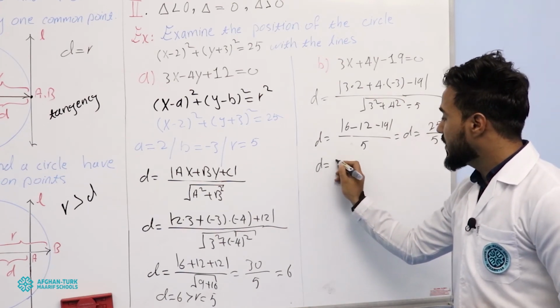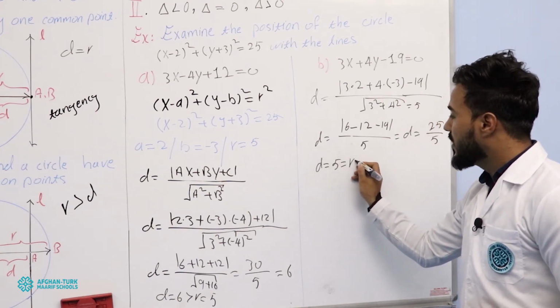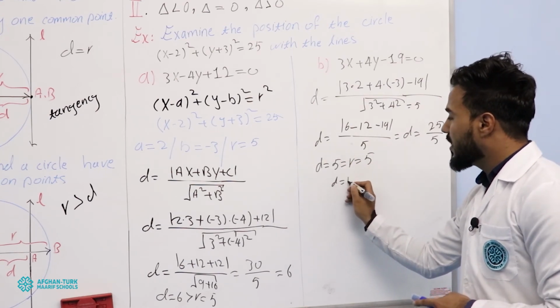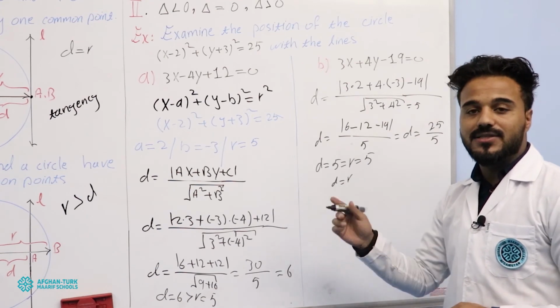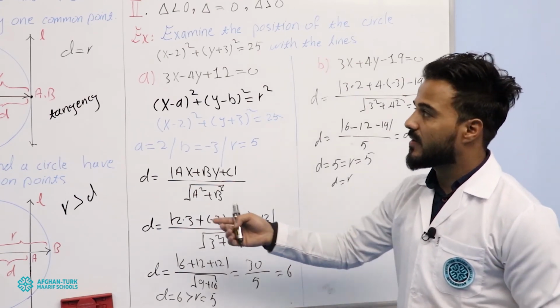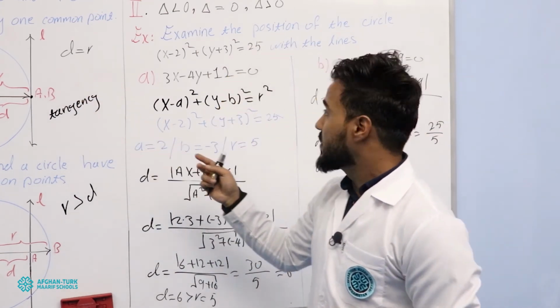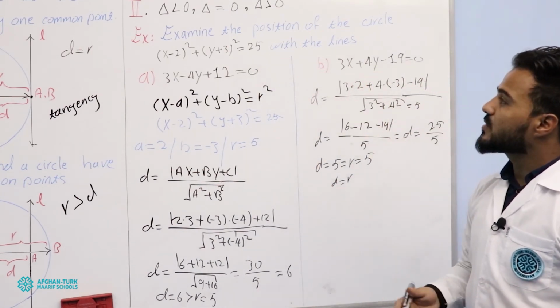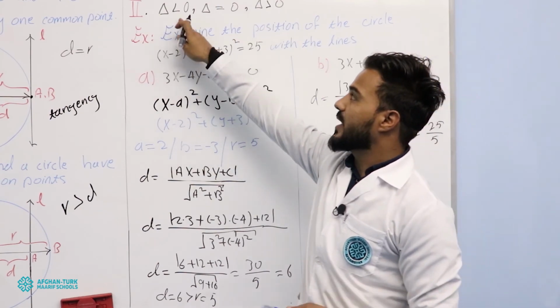It means that D is equal to 5, which is equal with R. R is equal to 5. So when D is equal with R, on that time we can say that line and circle are tangent with each other from this case. So this circle and this line are tangent with each other. So now I'm going to solve some examples in second way.